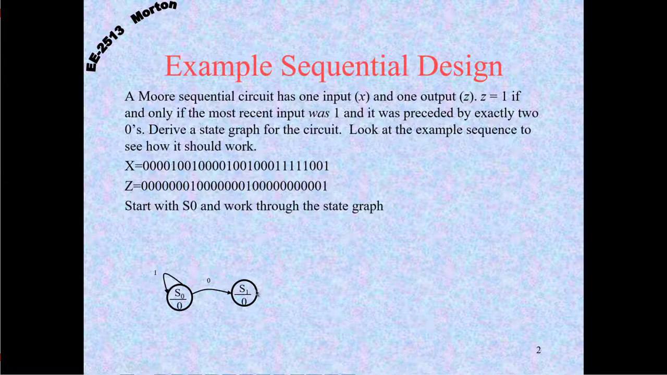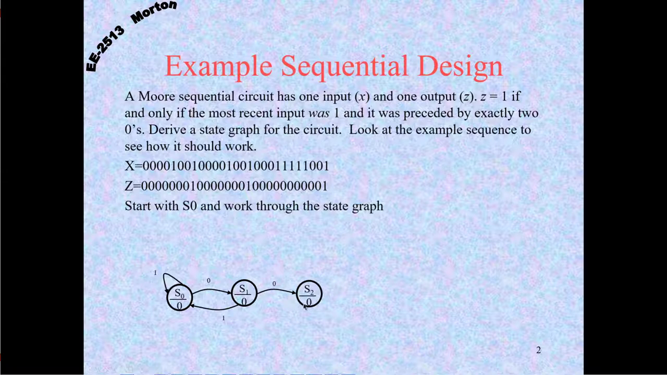Okay? Then that takes care of two paths out of each node, because remember, with one input we get X equal to 1 or 0, so we have to account for two paths out of each node. Now in S1 we have two possibilities. We can get a 1 or a 0 for X, just like we did in S0. Now if we get a 1, that's not what we want. So we're going back to S0. But if we get a 0, that is what we want. So we're going to go to S2.